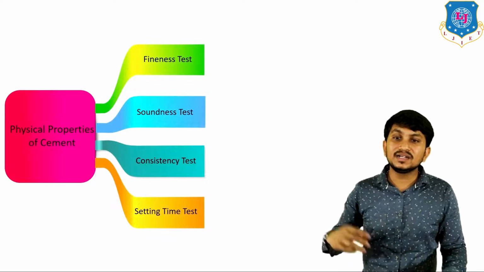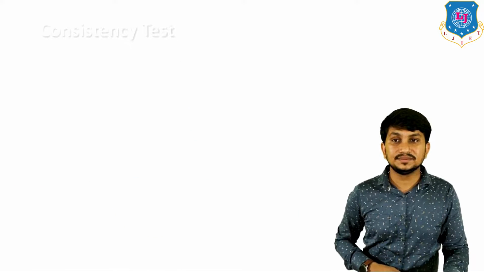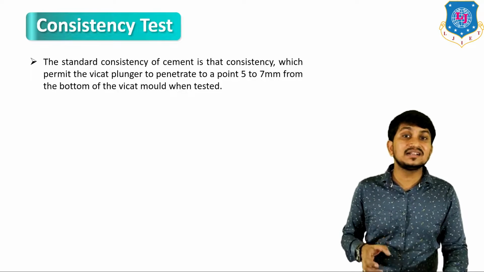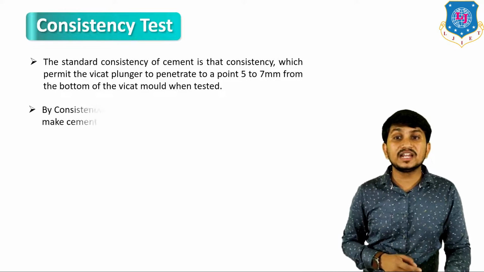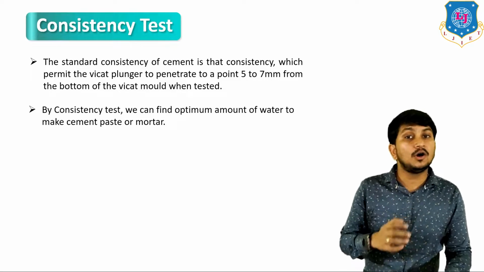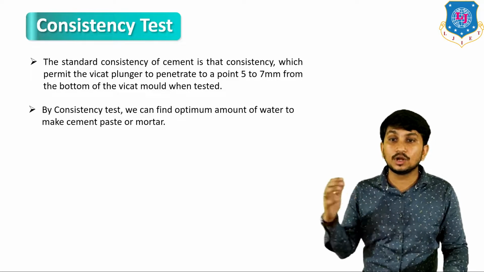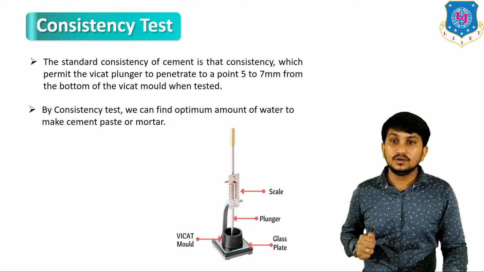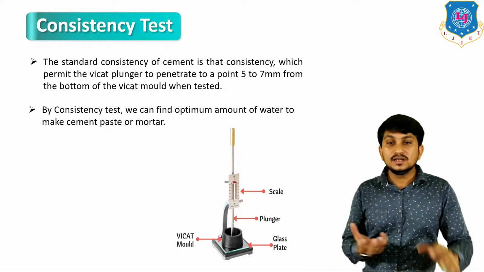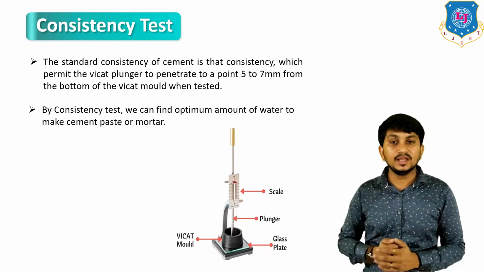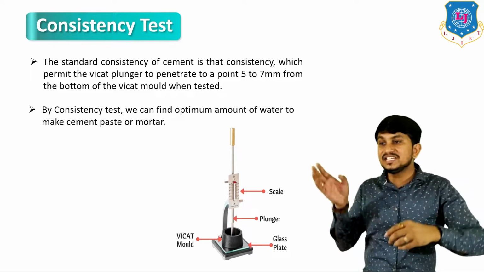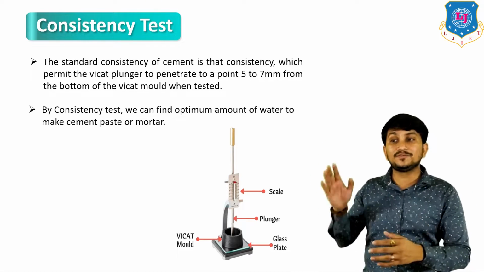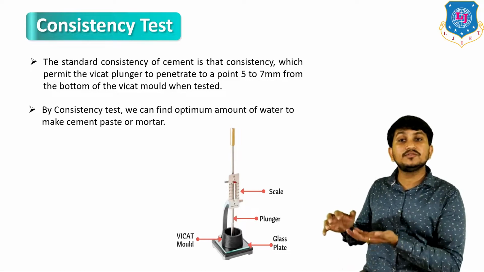The third test is the consistency test. The standard consistency of cement is that consistency which permits the Vicat plunger to penetrate to a point 5 to 7 millimeter from the bottom of the Vicat mold when tested. This is the Vicat mold. You have to pour the mortar into this Vicat mold, and then we drop this plunger from the top. The plunger penetration should be 5 to 7 millimeter from the bottom of the Vicat mold.